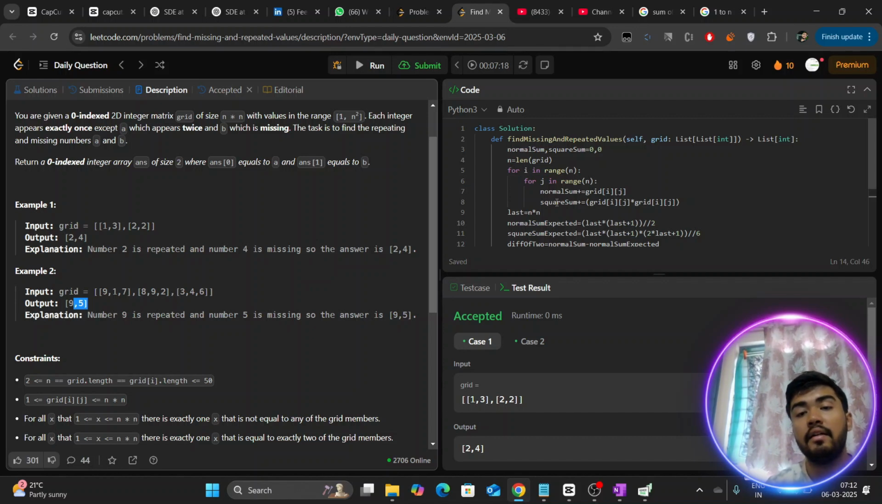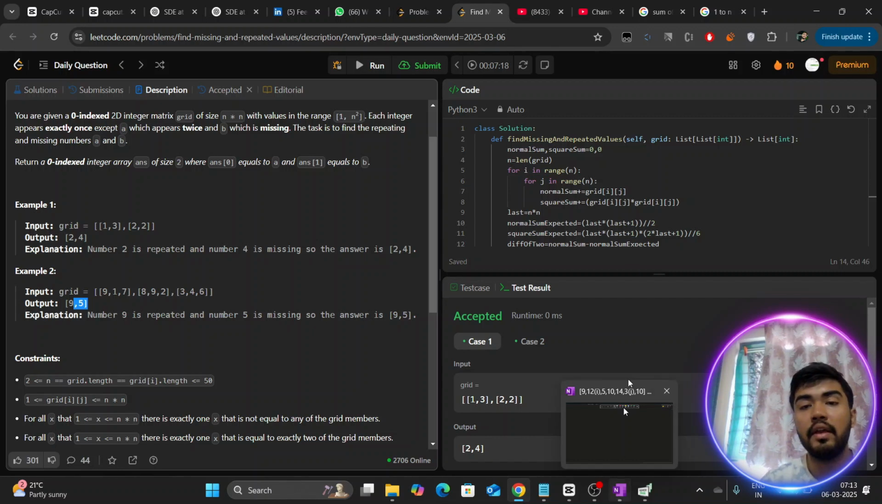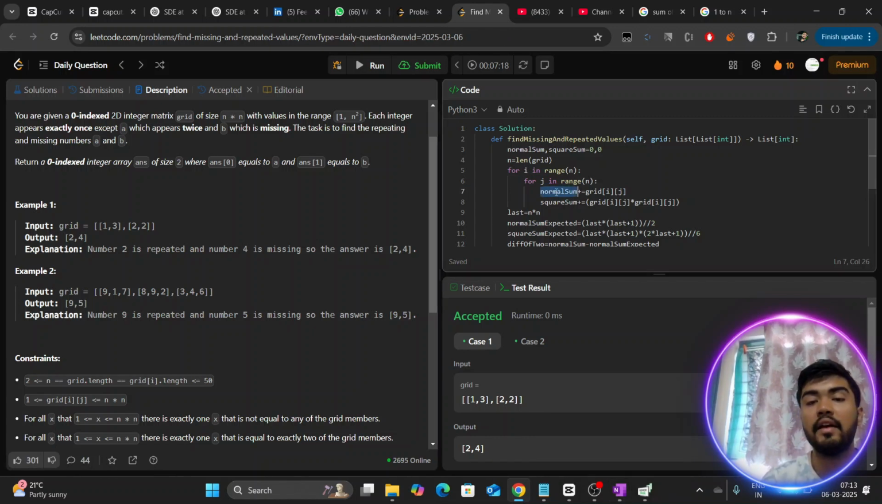I solved it from a maths perspective only. What observations did I initially get? I do two things: the sum of all the numbers present in the matrix, and the square sum of every element present in the matrix. Here you can see I iterated over the matrix and for the normal sum I did grid of i comma j, and for the square sum I did grid of i comma j cross grid of i comma j.